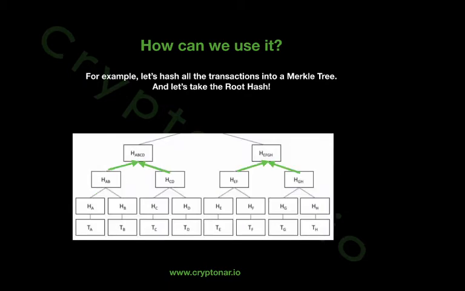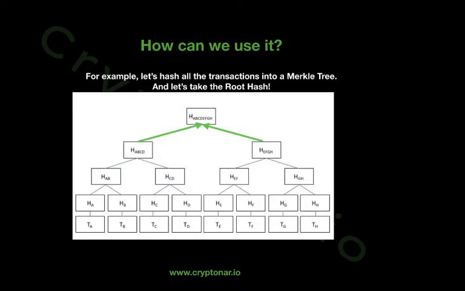Once we hash these again, we obtain other hashes, and then we hash again until arriving at what is called the root hash. This root hash is extremely important, because it contains the proof that in that block there have been all these transactions, transaction A, B, C, D, E.